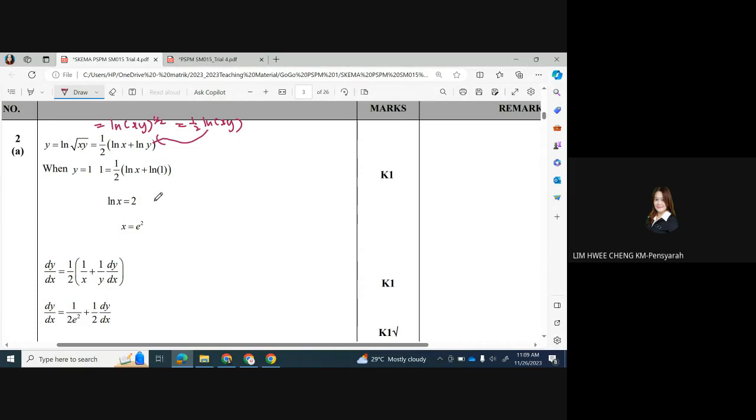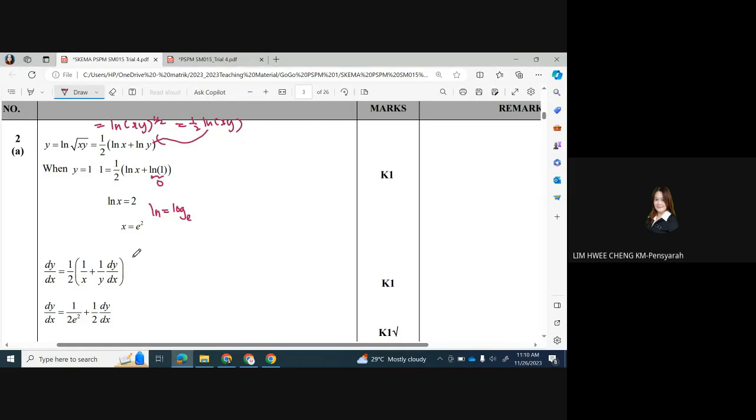Okay, so first of all, in order to get the value of dy/dx, I have to find what is the value of x first. So I substitute my y equal to 1 into 1 over 2 ln x plus ln 1. Ln 1 dia punya value adalah 0. So I have my ln x equal to 2. My x is e to the power of 2, because ln is equivalent to log to the base e. So that means I will have my x equal to e to the power of 2.